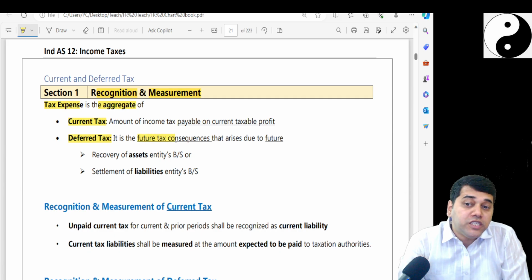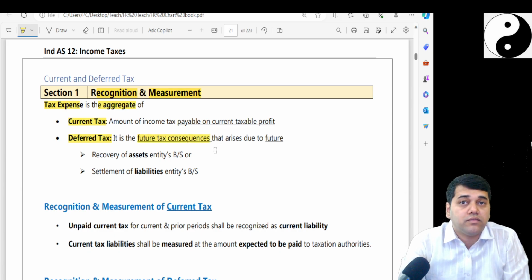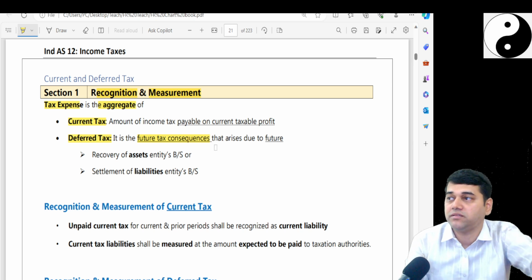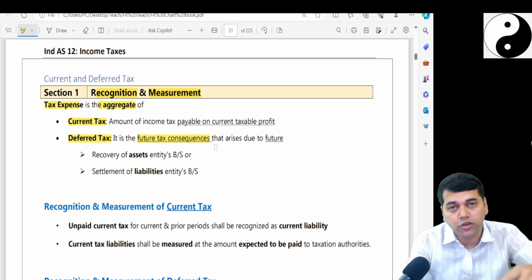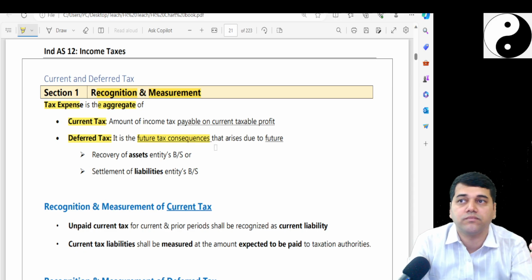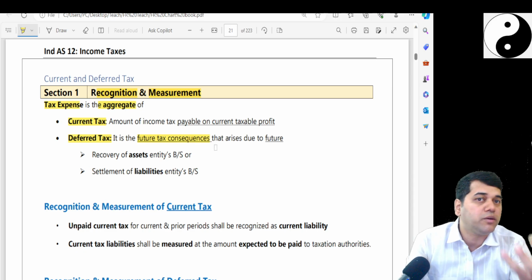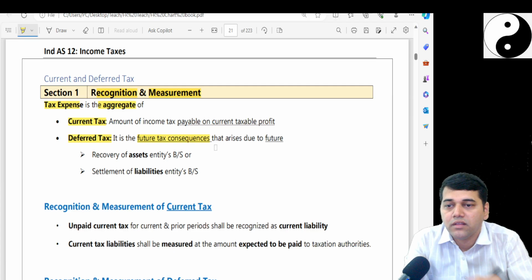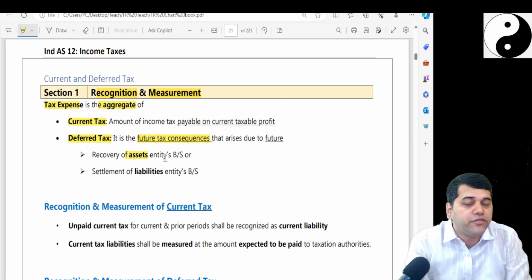Now, it is the future tax consequences. What is deferred tax? Deferred means you pushed it right now because of certain deductions, and the consequences are going to come in the future. If no consequences are going to come in the future, it's not deferred tax; you just ignore it. How? Because of the recovery of the assets.